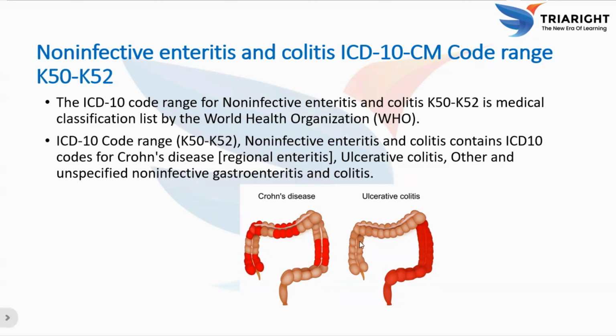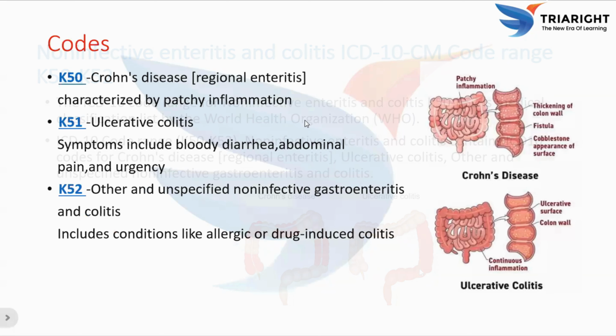What do you mean by Crohn's disease? You can clearly see the picture here. There are inflamed patches in Crohn's disease, whereas in ulcerative colitis it is a continuation of a part. Here there are only patches over some parts of the intestine, whereas ulcerative colitis means a complete part of the intestine. Now let's look into these codes.